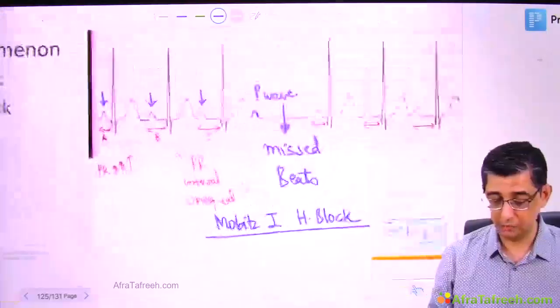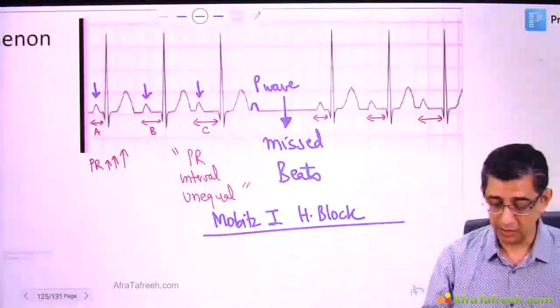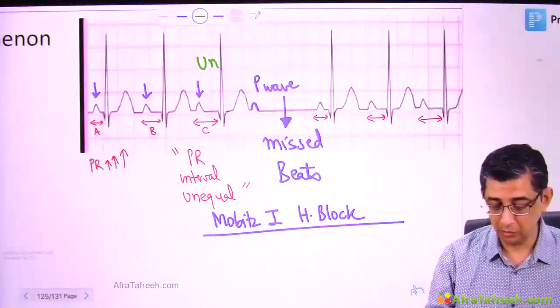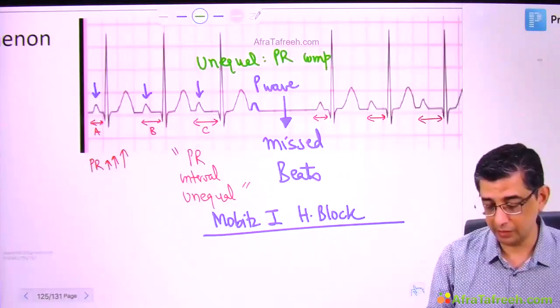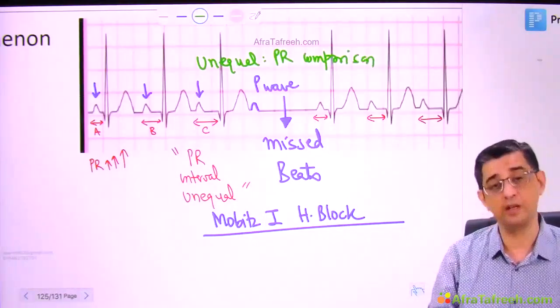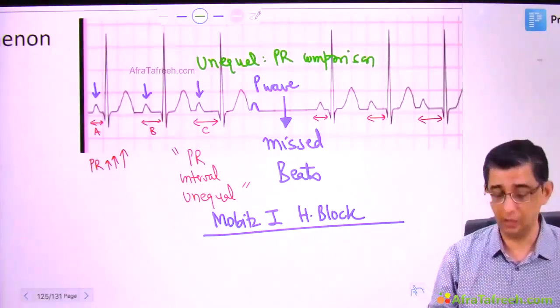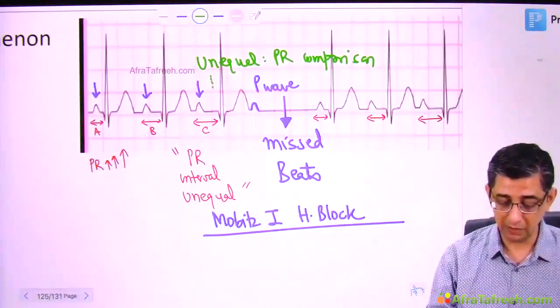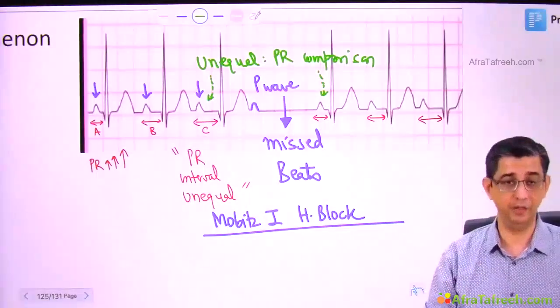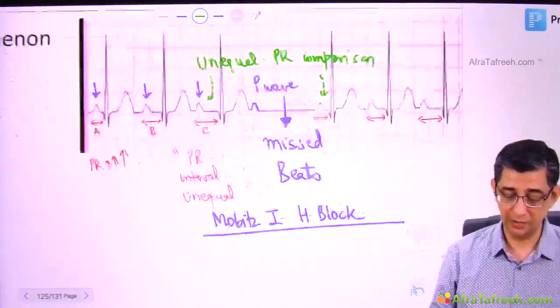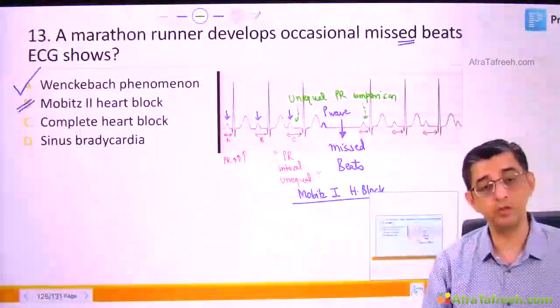Whereas in this case, you will notice, I'll just highlight this, the comparison of the PR interval before and after has to be done. First, you will always look at after, and then you will always look at before. This is the PR interval that I am talking about. The comparison is clearly showing a disparity in the duration of the squares. So that is why this is Mobitz 1. If it is equal, it is Mobitz 2.